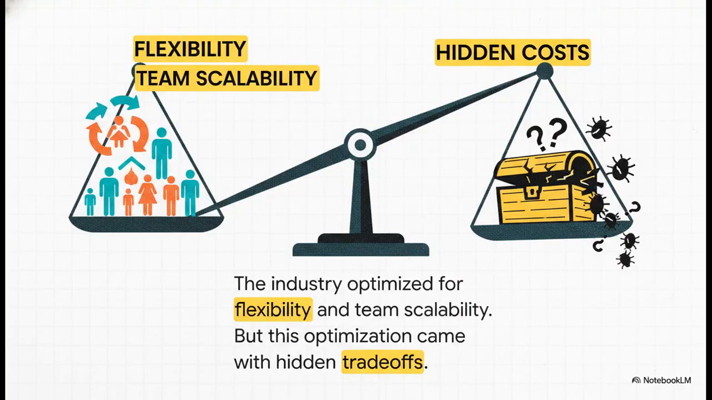So what happened? Well, the entire industry started to optimize for the flexibility and the scalability of teams and these huge pluggable systems. And for the problems they were solving back then, that was a totally rational choice. But that optimization wasn't free. It came with a whole set of hidden costs and trade-offs that we often just forget to talk about.